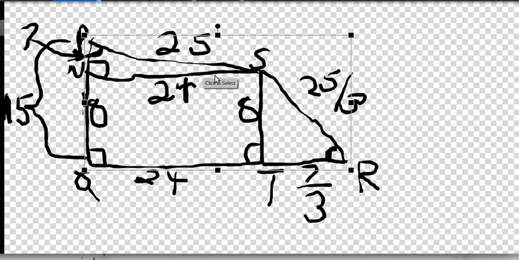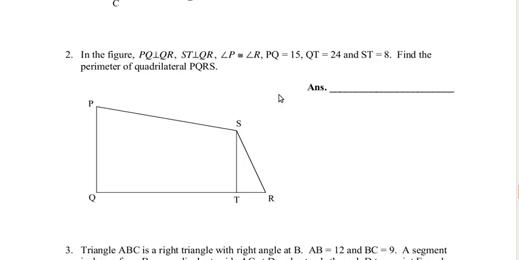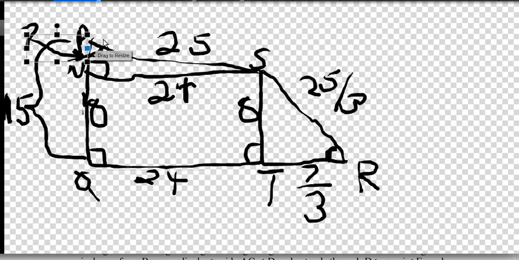Well, this is where similar triangles come in, because as you remember in our problem statement, angle P is congruent to angle R. This angle is congruent to this angle. I've marked angle P and angle R. Those are congruent. And as you also remember, ST is perpendicular to QR, which means angle STR is a right angle. And angle PNS is a right angle.